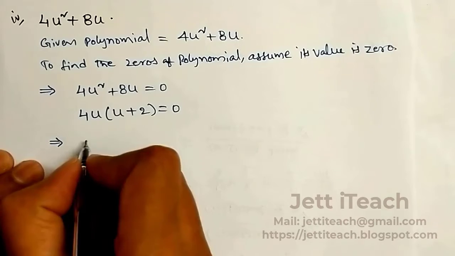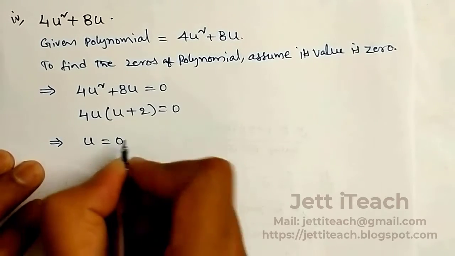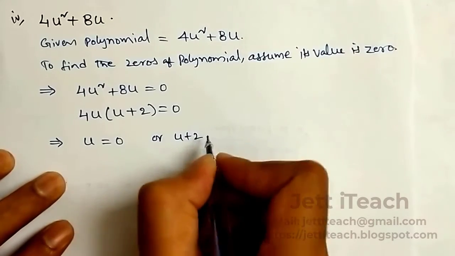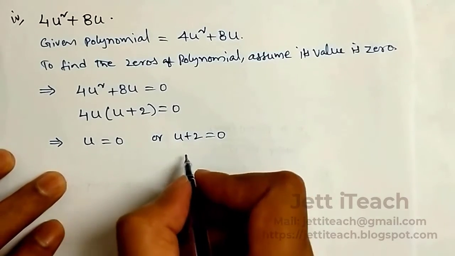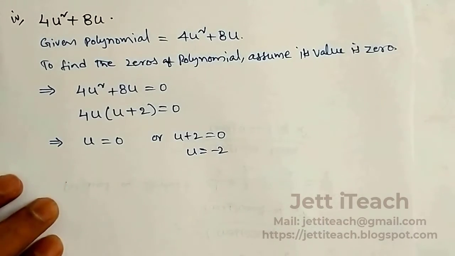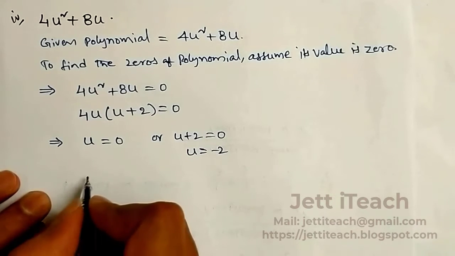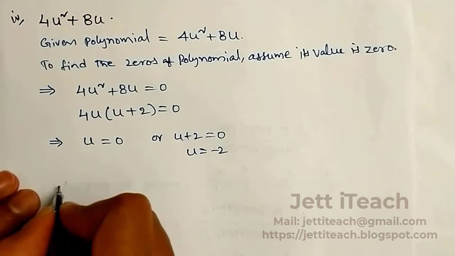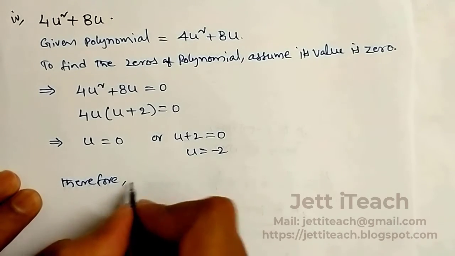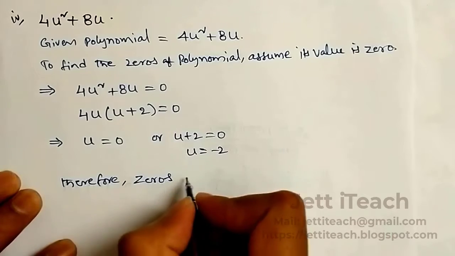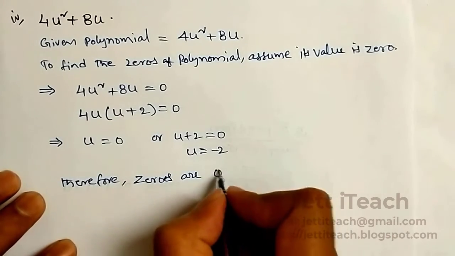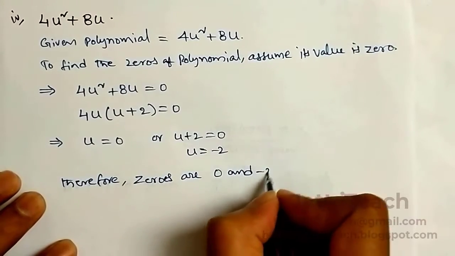From this, u is 0 or u plus 2 is 0. So u equal to minus 2. You can write, therefore, zeros are 0 and minus 2.